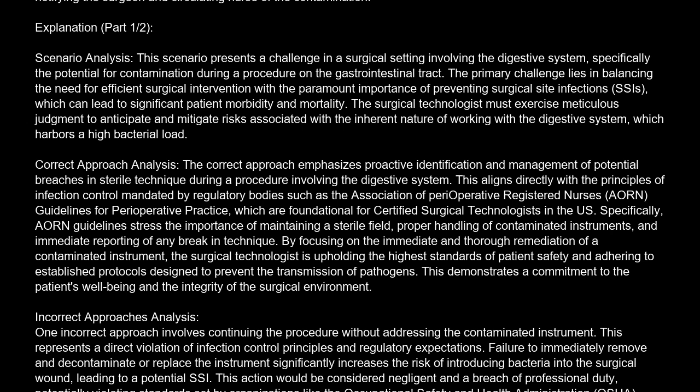Incorrect approaches analysis. One incorrect approach involves continuing the procedure without addressing the contaminated instrument. This represents a direct violation of infection control principles and regulatory expectations. Failure to immediately remove and decontaminate or replace the instrument significantly increases the risk of introducing bacteria into the surgical wound, leading to a potential SSI. This action would be considered negligent and a breach of professional duty, potentially violating standards set by organizations like the Occupational Safety and Health Administration, OSHA, regarding workplace safety and infection prevention.